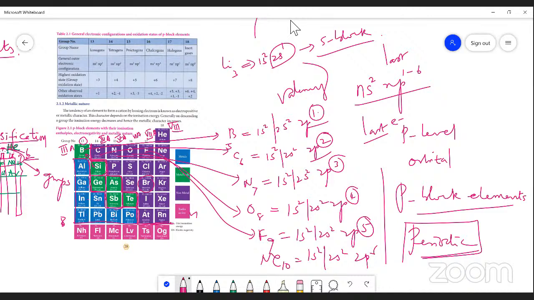Please understand what are called non-metals, what are called metalloids, and what are called metals. In group 13, except boron, all elements are metals. That is the thing you should know about.